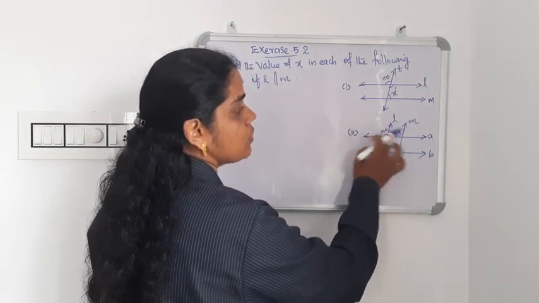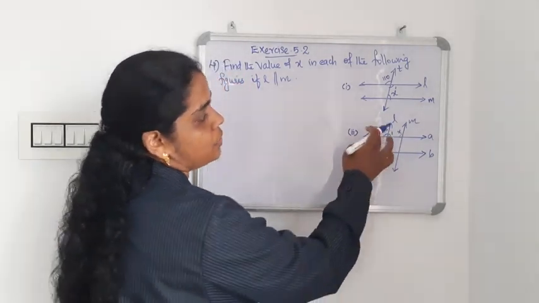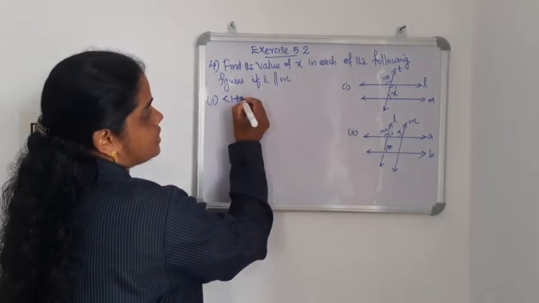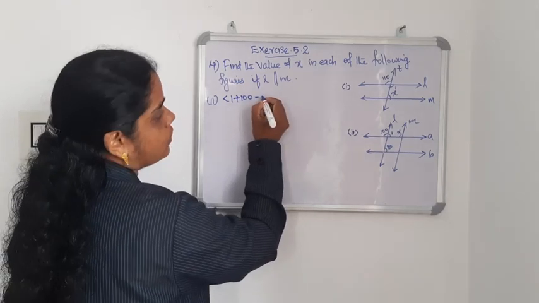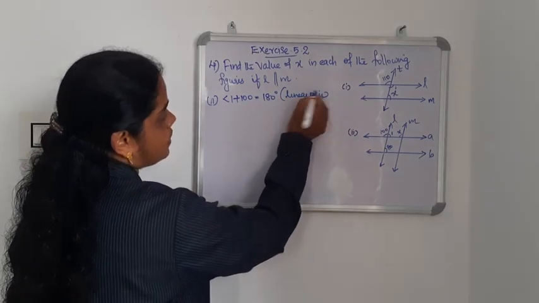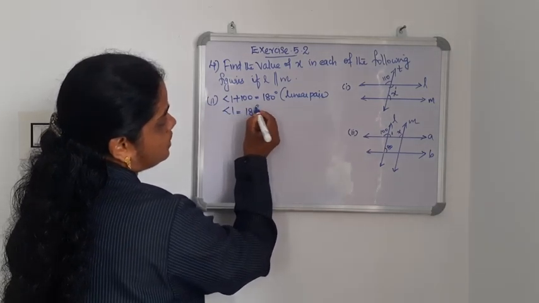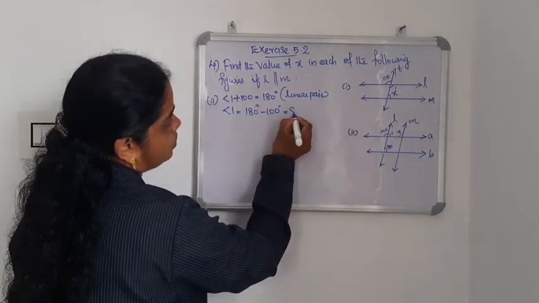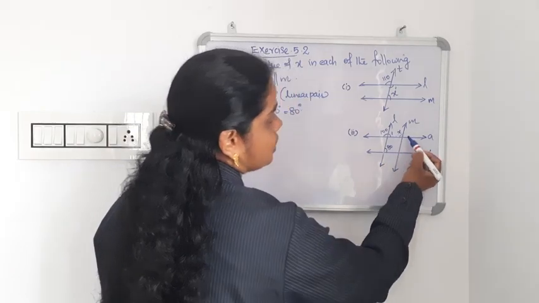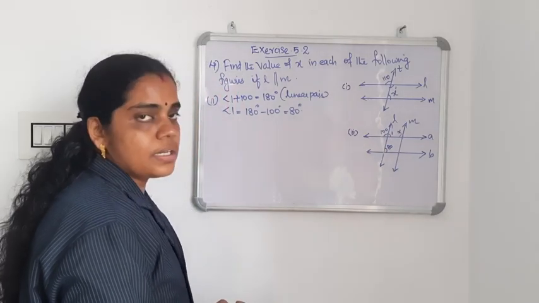Here it forms a linear pair. Is it a linear pair? So what is the linear pair property? Two angles must sum to 180 degrees. So we can write angle 1 plus 100 equals 180 degrees because they form a linear pair. From this, angle 1 equals 180 minus 100, which is 80 degrees. So this angle is 80 degrees.